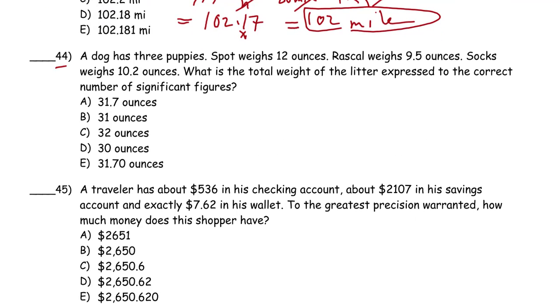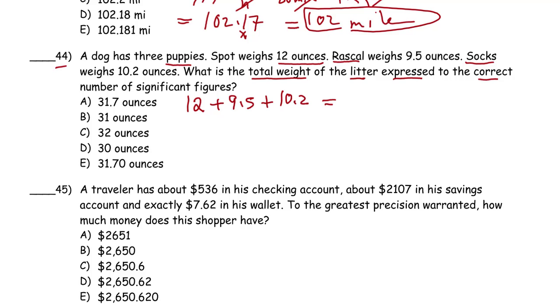About 44. A dog has 3 puppies. Spot weighs 12 ounces. This is the first one. Rascal weighs 9.5 ounces. Socks weighs 10.2 ounces. What is the total weight of the litter expressed to the correct number of significant figures?